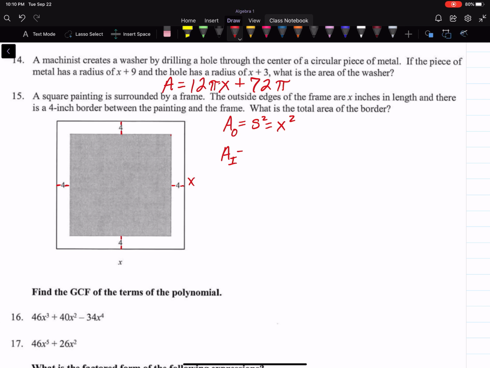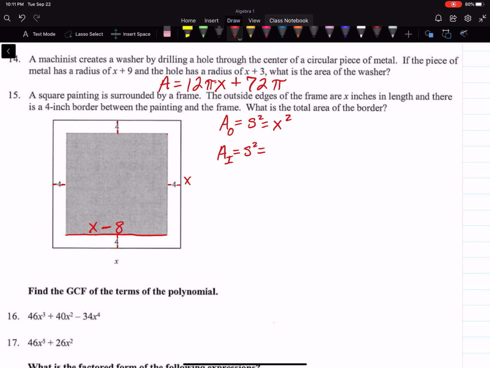The area of the inside one is still side squared, but what is the inside? Well, this distance right here is the whole distance, x, but it's minus 4 on each side, so that would be minus 8. And that means this side is also x minus 8. So this would be x minus 8 squared, which, if we do our shortcut, is x squared, multiply them together, negative 8x times 2 is negative 16x, and then negative 8 squared is positive 64.